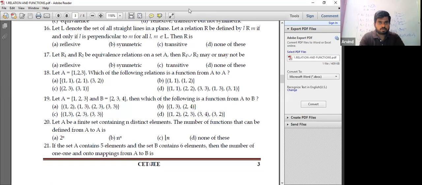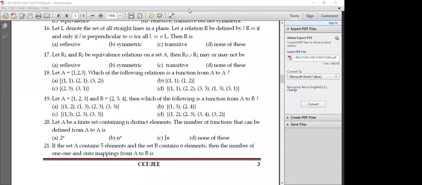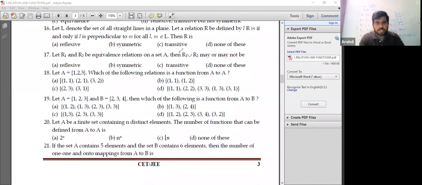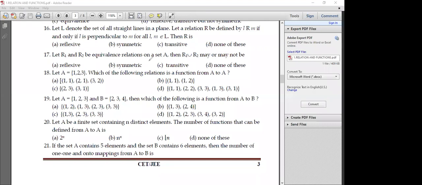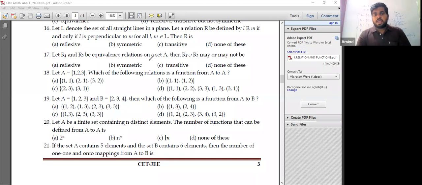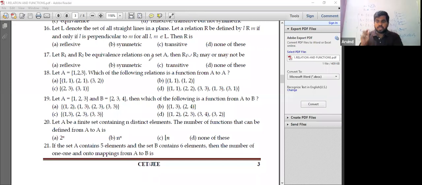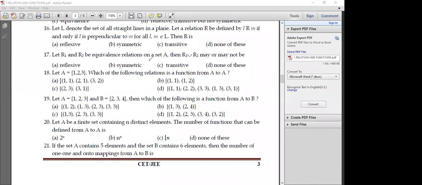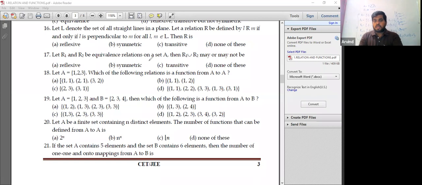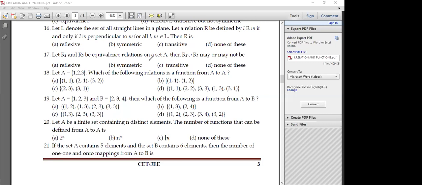Okay, let's go to the 17th one. Let R1 and R2 be equivalence relations on the set A. Then R1 union R2 may or may not be one. Remember this: if two relations are equivalence relations, then their intersection is always an equivalence relation. Please write it down somewhere. But the union may or may not be an equivalence relation.